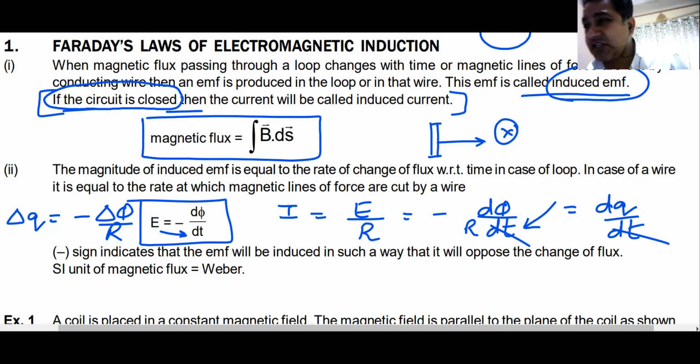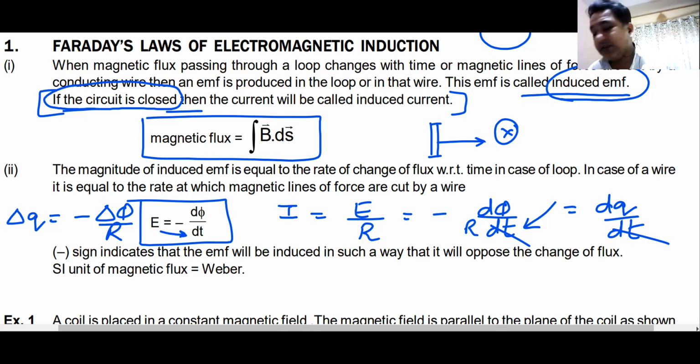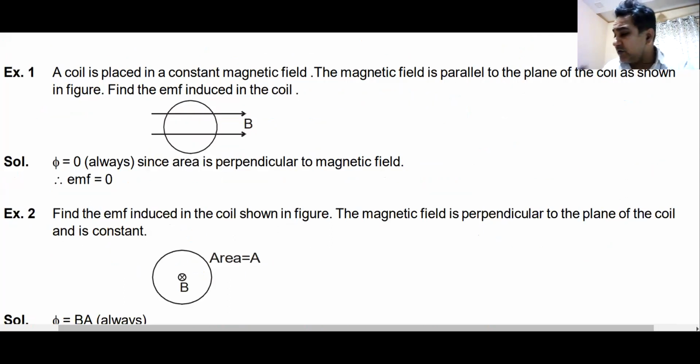How much charge has flown does not depend on time. So you change the flux by 5 Weber, whether in 5 seconds or 10 seconds, the charge that flows through the circuit remains the same. But if you make it faster, the current is more, because current is dq by dt. So this is the basic premise. We'll do the direction part in the next class. Let us first do 1 or 2 simple questions.